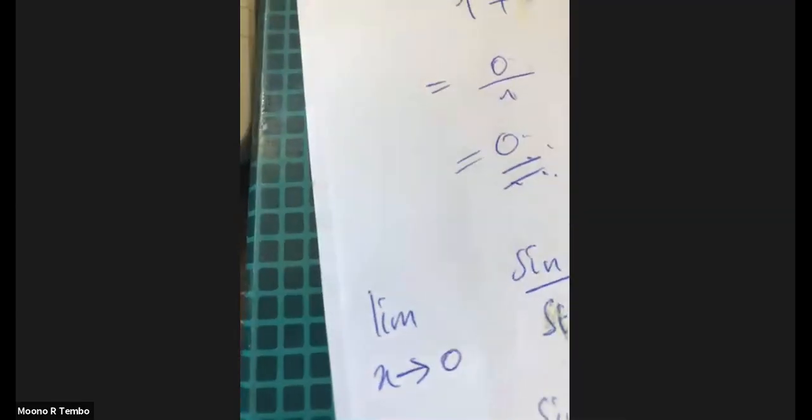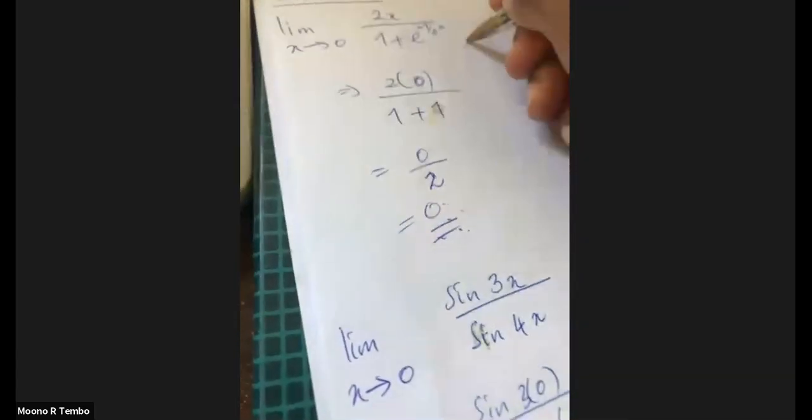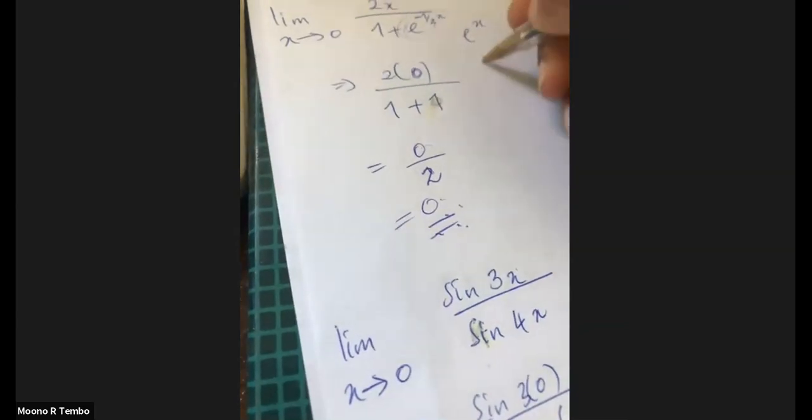Sorry, I was just trying to confirm this part because I know that exponential to the power 0 equals 1. It's not 0. So here it's going to be 1 plus 1 to give us 2, and the answer will still be 0. Remember, exponential to the power x, so exponential to the power 0 is going to give you 1. That's how it is.